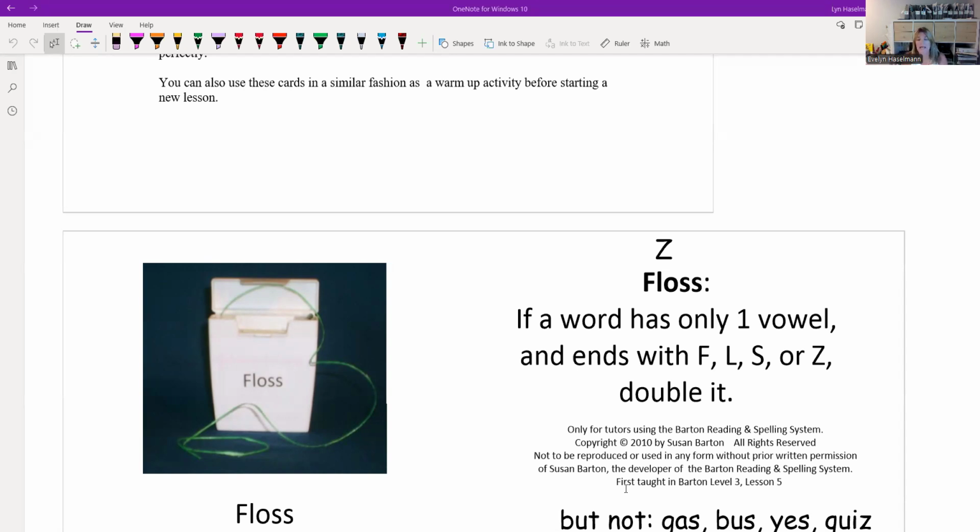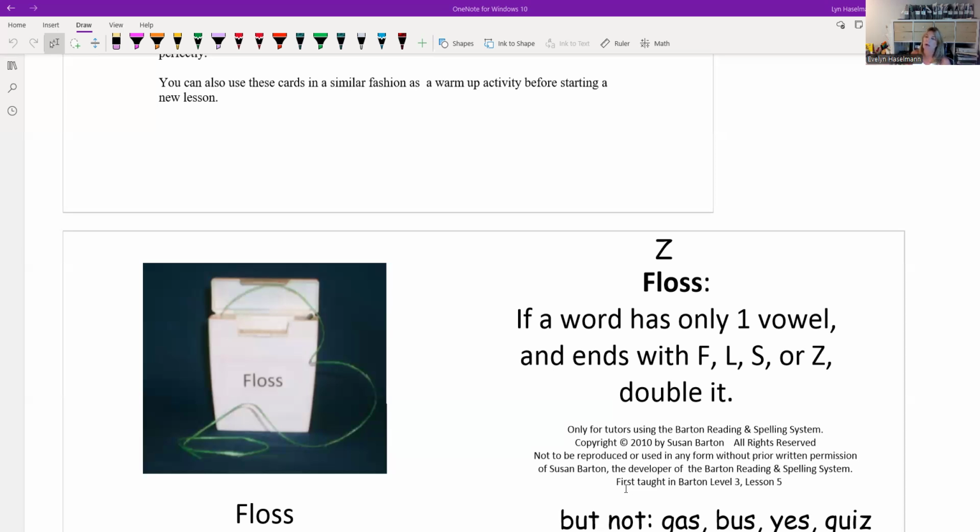This is an exciting day for your student because your student learned their very first spelling rule or generalization. It really is more of a generalization than a rule, because for every rule we have words that don't follow that exact pattern. In this case, I call those but not words. All of these, but not these.